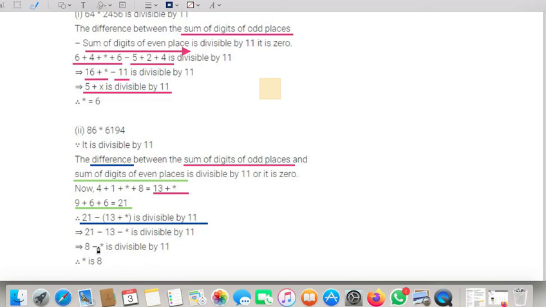11 minus star, 11 minus x is divisible by 11. Okay, 8 minus x is divisible by 11. So easily we can find out then the value of this missing variable.